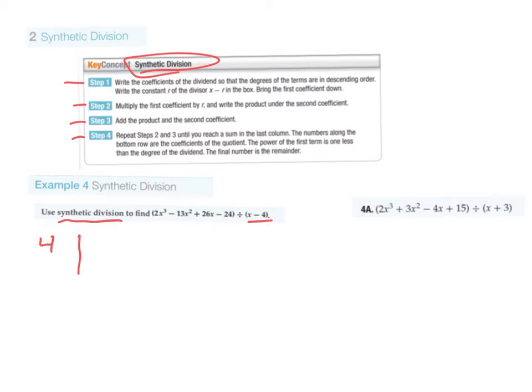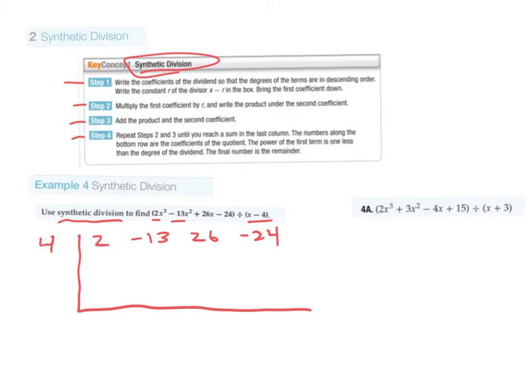And then we're going to draw a box like such. Inside the box, we're going to write the numbers only that are in front of the variables for every exponent. So we have an exponent of 3, so there's a 2, so I'm going to write the 2. And then I'm going to write a -13 because the next exponent down is a 2. So we're going to go in order. Exponents of 3, 2, 1, and 0. I'm going to write the numbers in this box. So I have a -13, I have a 26, and I have a -24.